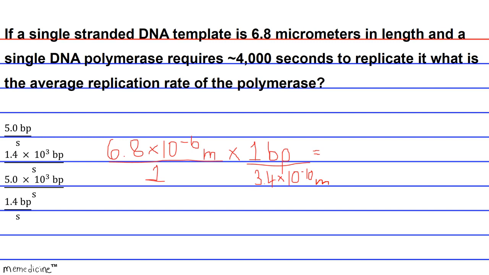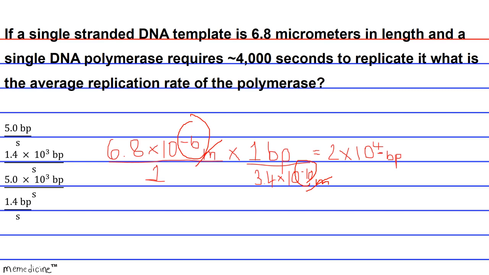Alrighty then, so the next thing that we have is to simplify this. So when we take out the meters, we're going to get 2 times 10 to the 4th base pairs, because remember, whenever we divide exponents, you're basically subtracting them. So negative 6 minus negative 10 is the same thing as adding 10 to negative 6. That's going to yield a positive 4 exponent, okay?